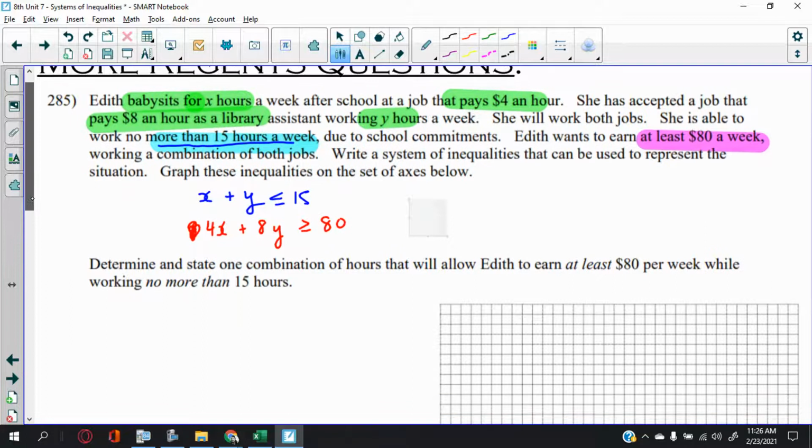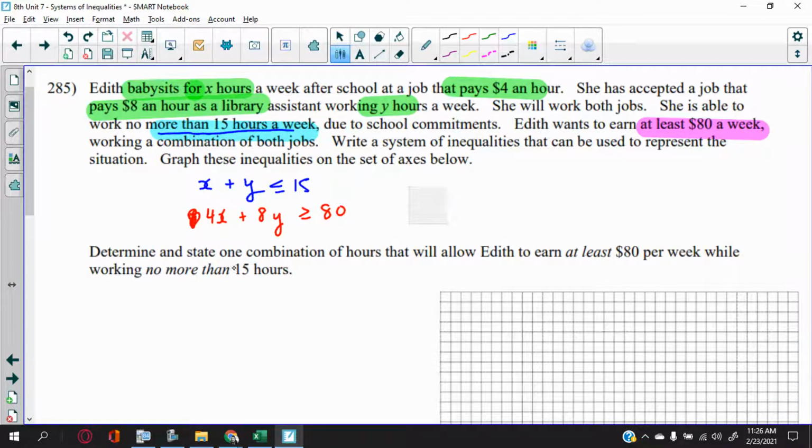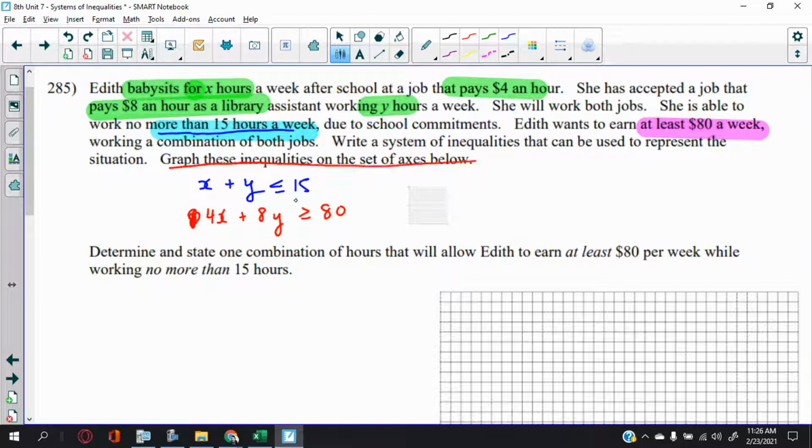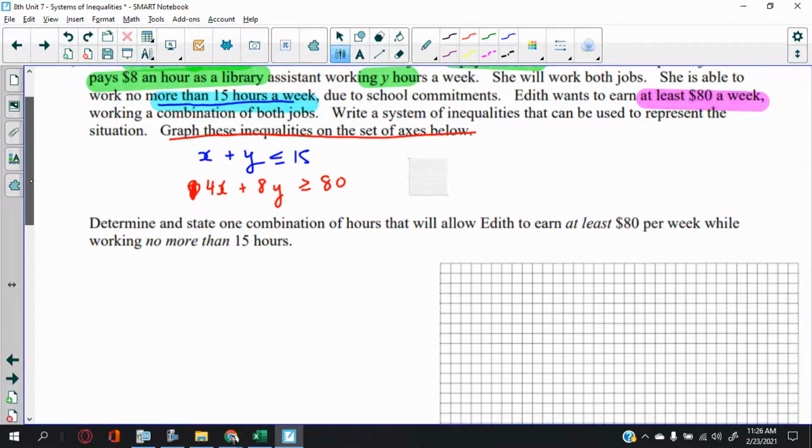Now, what do they want us to do? They want us to state one combination that earns at least 80 bucks per week and no more than 15 hours. Oh, they want us to graph, actually. That's important. That's good to know. All right, we need to graph this.